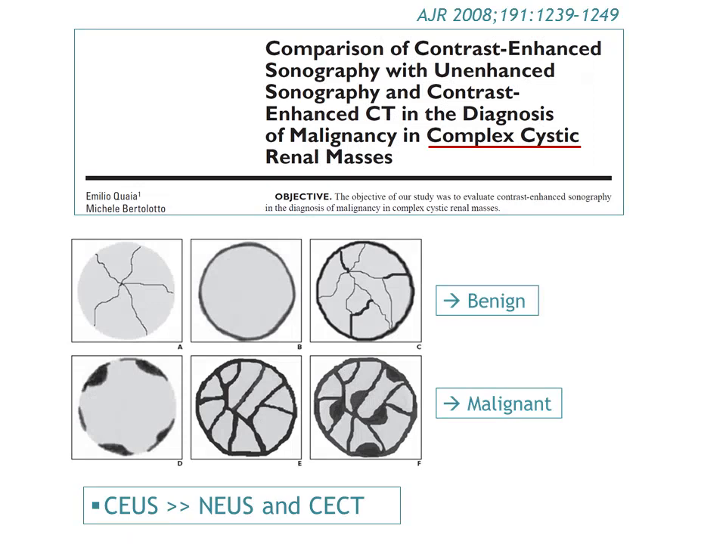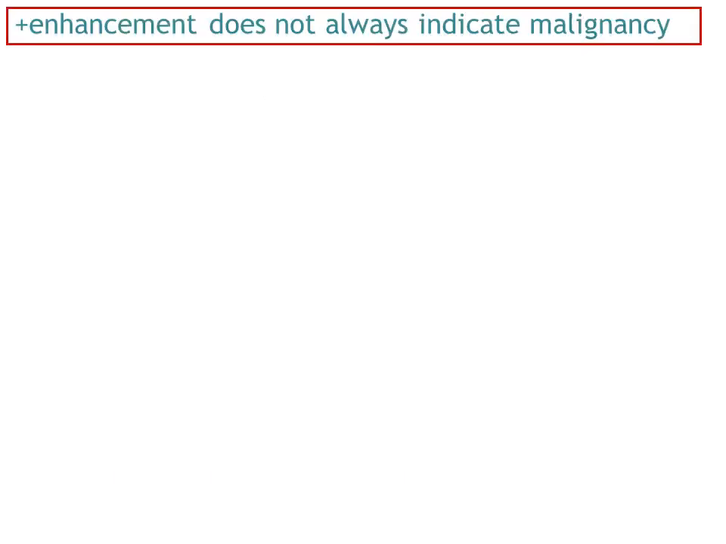This is an article comparing contrast-enhanced ultrasound with non-enhanced CT and contrast-enhanced CT in complex cystic renal masses. They described internal architectural patterns in benign and malignant lesions and reported that contrast-enhanced ultrasound was much better than non-enhanced CT and contrast-enhanced CT in demonstrating these patterns of internal architecture. Here we should keep in mind that positive enhancement does not always indicate malignancy. It means that there are benign tumors having similar enhancing internal architecture.